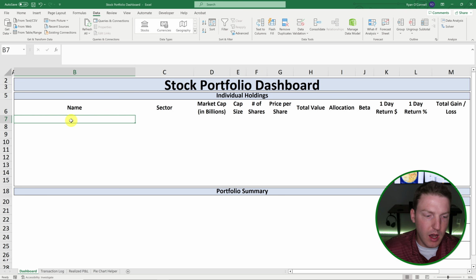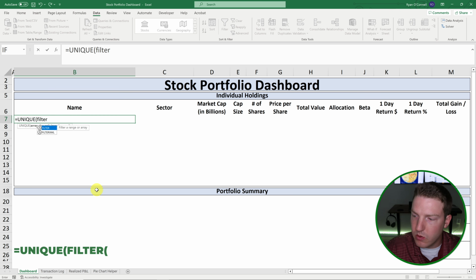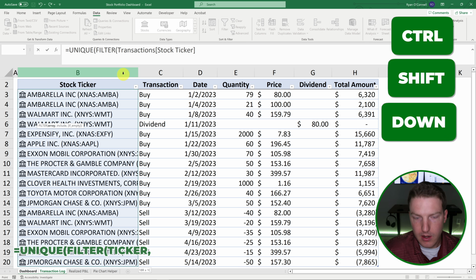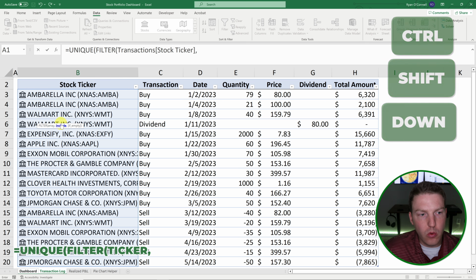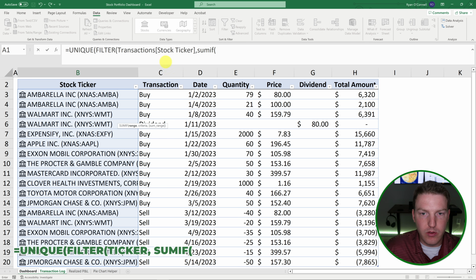and we want this to dynamically update as we add more transactions. So we're going to use a formula called UNIQUE. We're going to pull in all of the unique names in the transaction log. But first, we're going to filter by the stocks that actually still have outstanding quantities. What I mean by that is we're only going to include the ones that have a sum greater than 0. So if I bought, let's say, 30 MasterCard shares, and then I sold 30 MasterCard shares, I wouldn't want MasterCard to show up in the actual dashboard because I don't own any more of it.